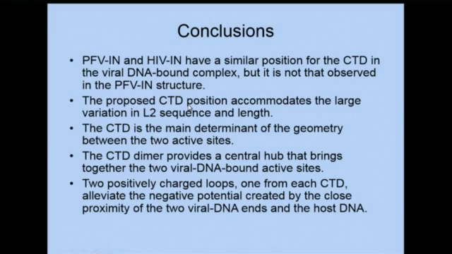And that the proposed position accommodates the huge variation in the linker that connects the C-terminal domain and the catalytic domain. It's the main determinant of how the two active sites arrange, and a central hub, and that it helps neutralize the large amount of negative charge created by the close proximity of all the DNA.